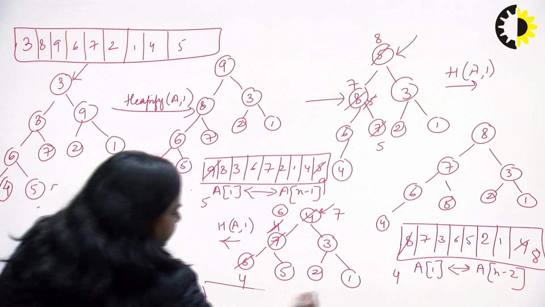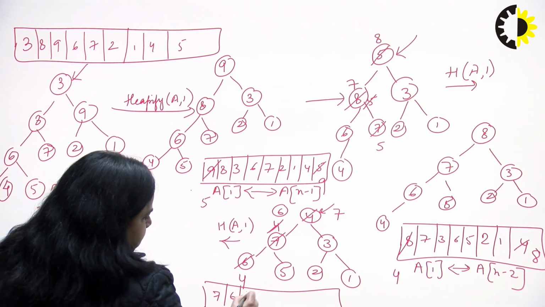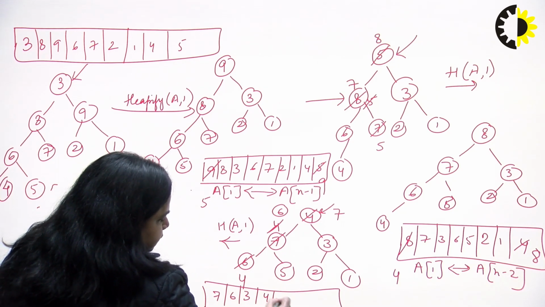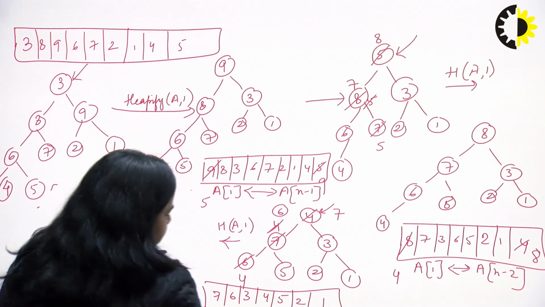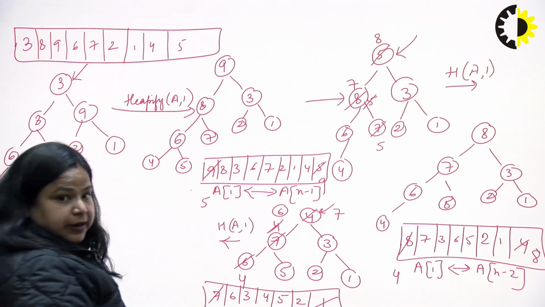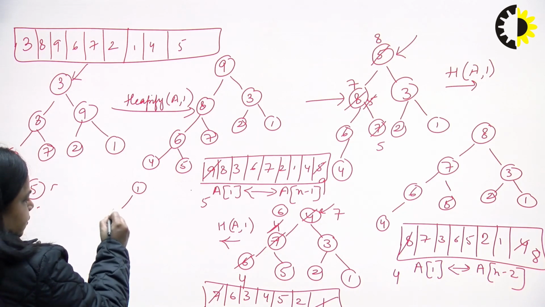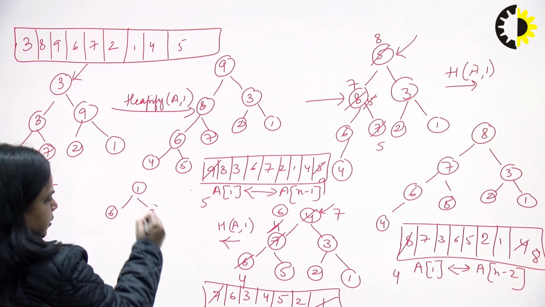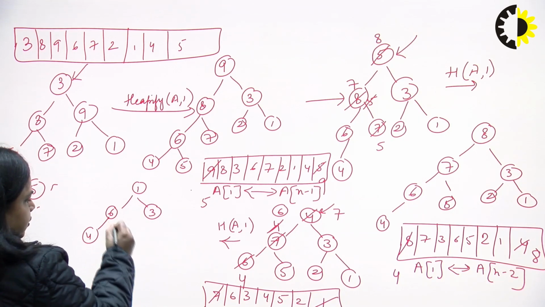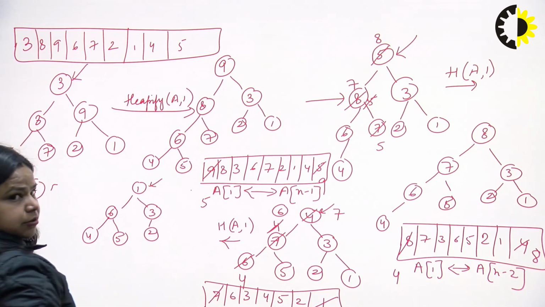Then we have to generate the array. We will get 7, 6, 3, 4, 5, 2 and 1. This will be swapped with the 1 and the 7, right? Again we have to build the tree. That becomes 1, 6, 3, 4, 5 and 2. Apply heapify onto this function.